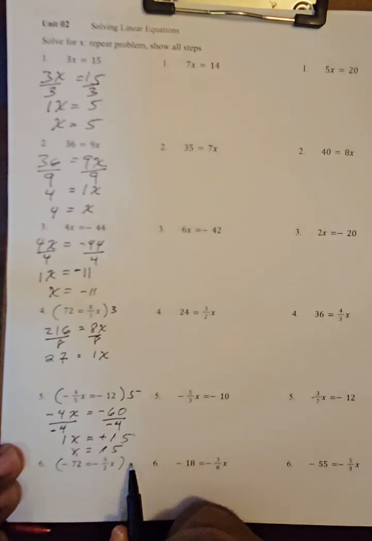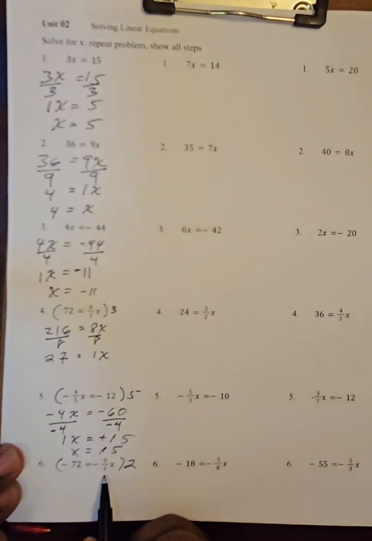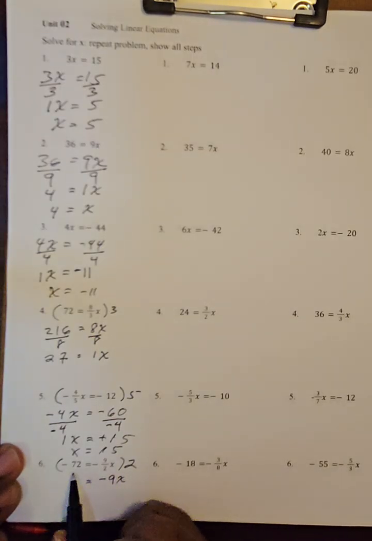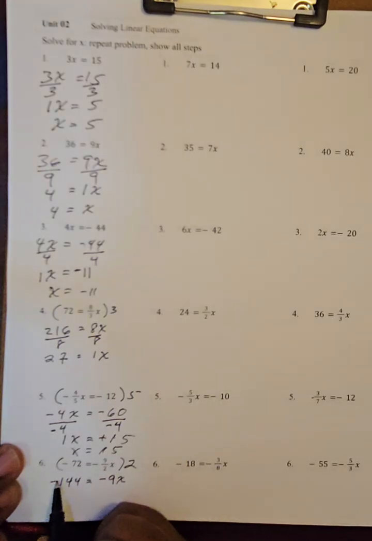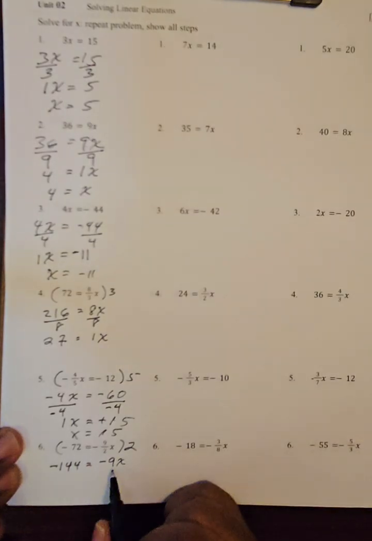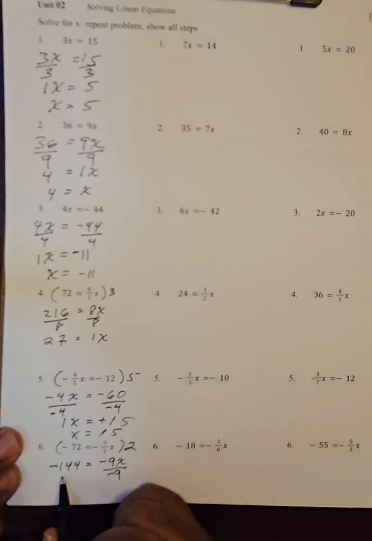This one here, we want to multiply both sides by 2, because that's our denominator. And on the right side, the 2's will cancel, leaving the 9 and the negative and the x. On the other side, we're going to multiply by 2. That'll give us a 4 and a 14 with the negative. Now, we want to make this a 1x, so we're going to divide by negative 9. Again, no x, just the negative 9. And over this side, also by negative 9.